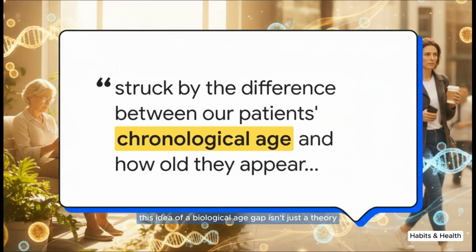This idea of a biological age gap isn't just a theory, it's a stark clinical reality. Take this observation from Dr. Keel at Harvard Medical School. He notes that in geriatric medicine, doctors are constantly struck by the massive difference between a patient's chronological age and how old they actually appear physiologically. Biological aging is dynamic. It is a highly individual process, not just a ticking clock in the background. I mean, think about it. Two 45-year-olds can have vastly different internal cellular landscapes entirely based on their daily lifestyle, their stress load, and their environment.